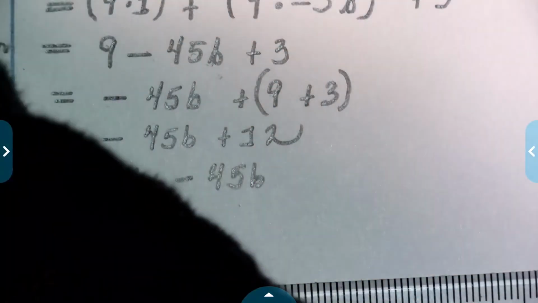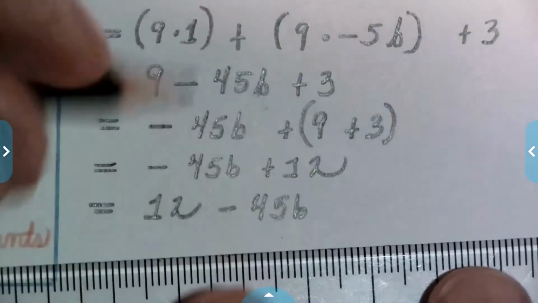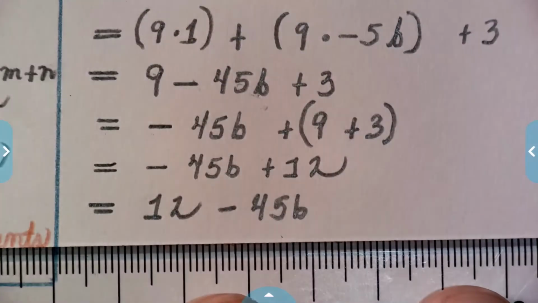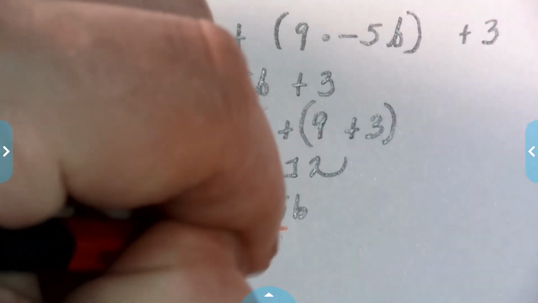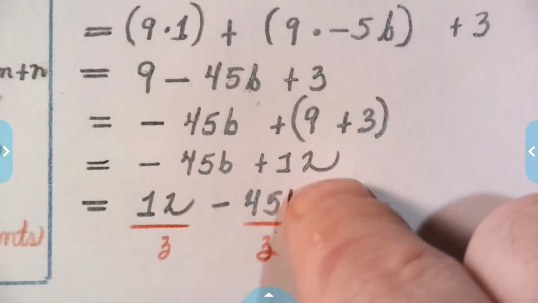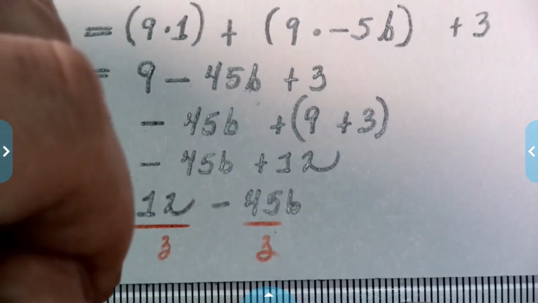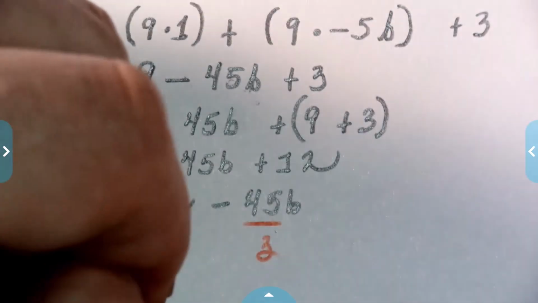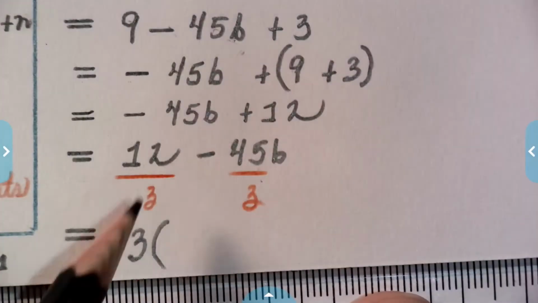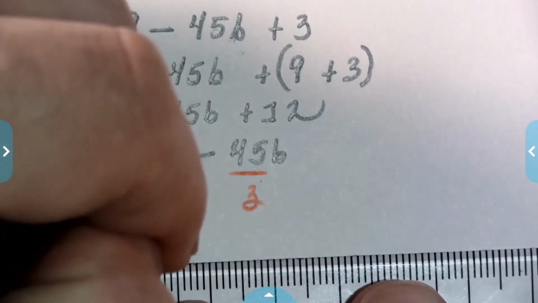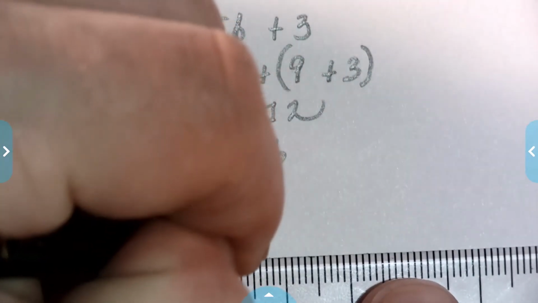Okay. So I'll show you what I'm doing here. I'm dividing out a 3. Now I'm going to leave that. That's a fine answer. Okay. But you could also write it like this. 3, and then open parentheses. 12 divided by 3 is 4. Minus 9b.